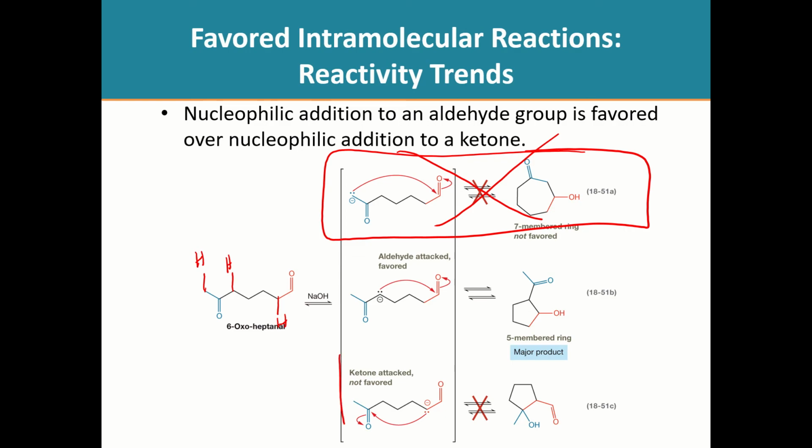On the bottom down here, what we have is this enolate is now attacking the ketone. And ketones are not as reactive as aldehydes due to the sterics. So you have that methyl group there that causes some problems. And so this, in theory, could happen, but very, very minor product, if any. So the one in the middle is the favored product.